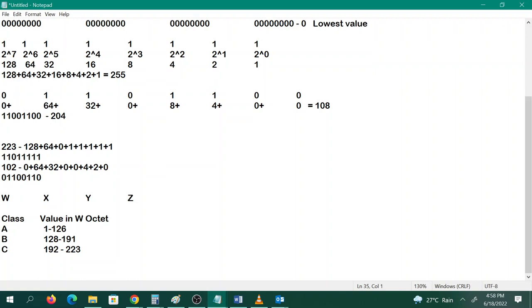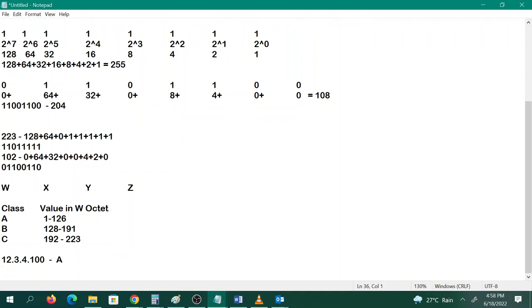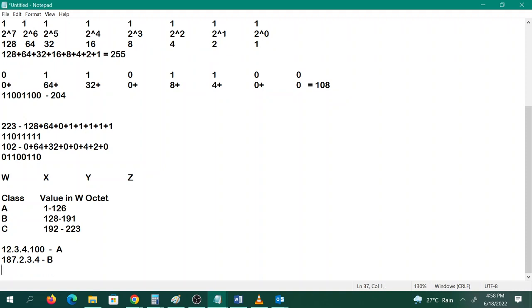Suppose an example IP is 12.3.4.100. If anybody asks which class this IP belongs to, you have to check the first octet, the W octet, and it comes under class A. Similarly, if you consider 187.2.3.4, it will come under class B. And in the same way, 201.3.4.8 will come under class C, because the first octet falls in the class C range.